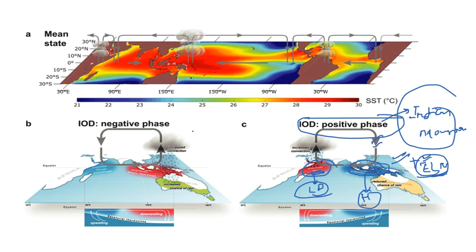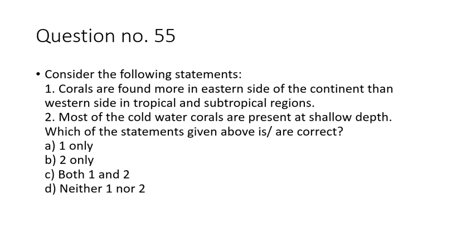This is positive IOD. But if the arrangement of the cell is opposite, right, the Western Pacific having the low pressure and the Western Indian Ocean having the high pressure, in that case the cell would be reversed, and there would be subdued rainfall because of the negative Indian Ocean Dipole, right? So this is the positive and negative Indian Ocean Dipole concept, and the question that was asked in the UPSC.